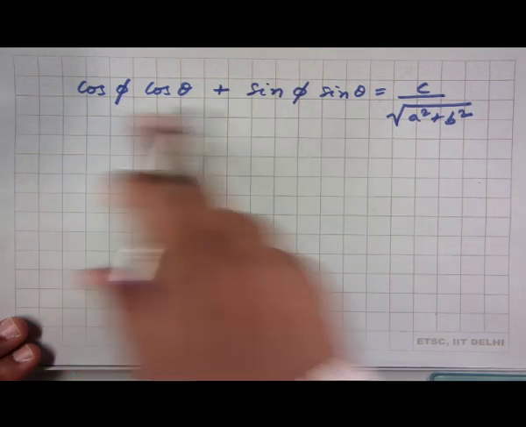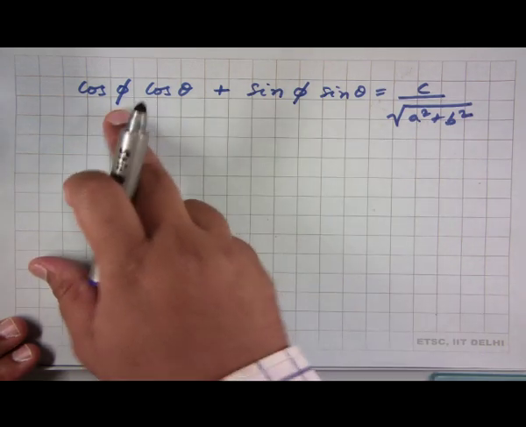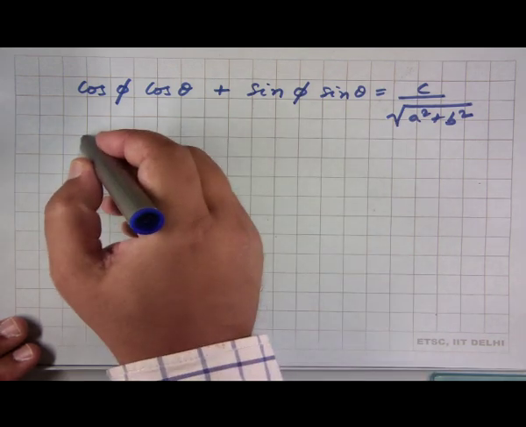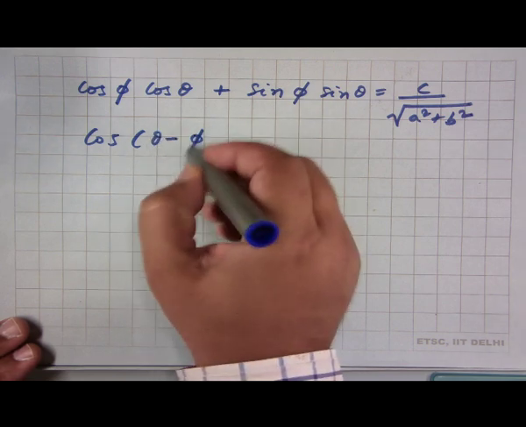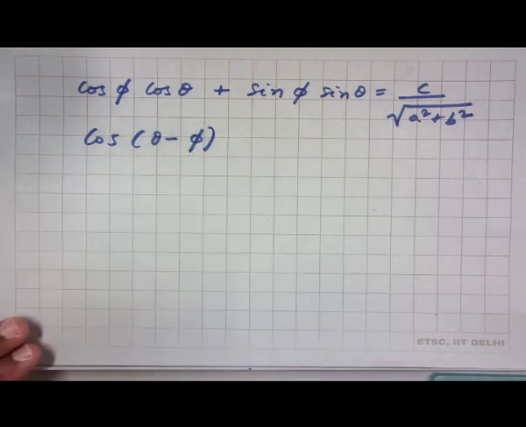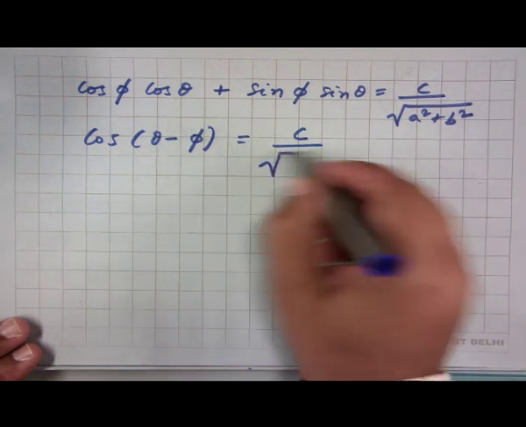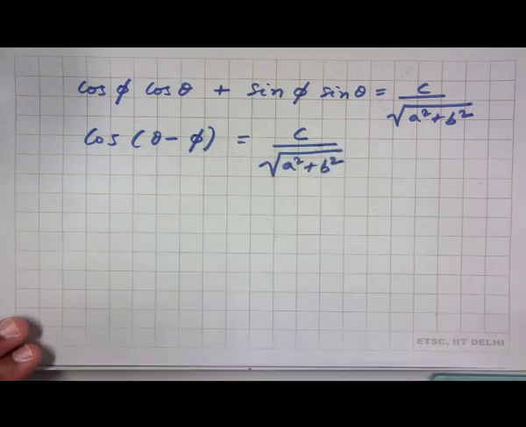But if we see this expression on the left hand side here, it is of the form cos a cos b plus sin a sin b, and therefore, it is equal to cos of theta minus phi equals c upon square root of a square plus b square.